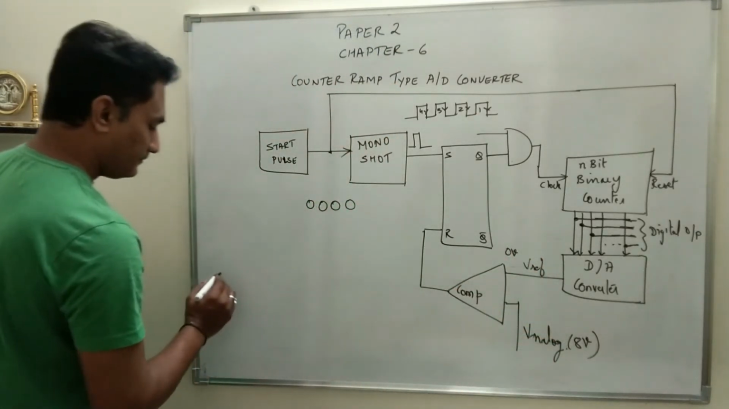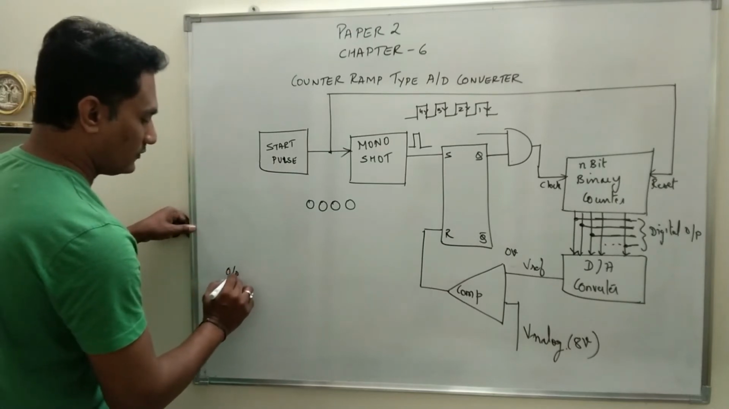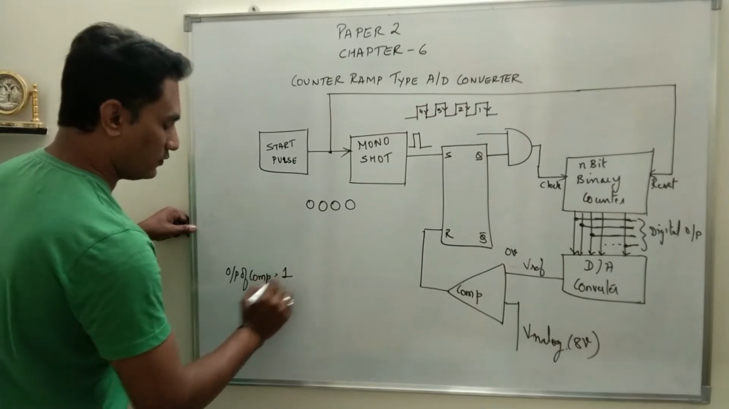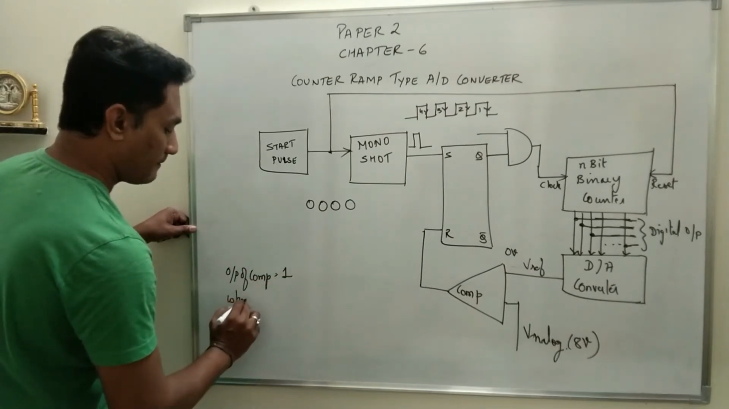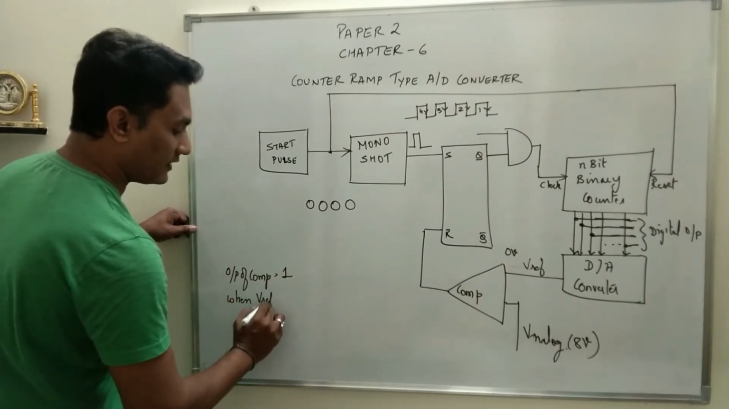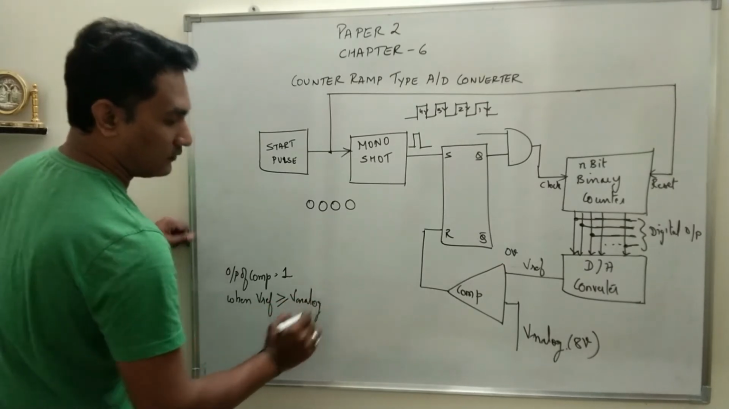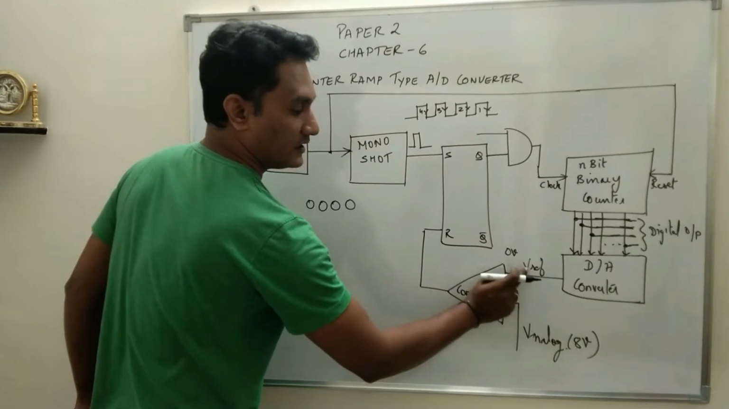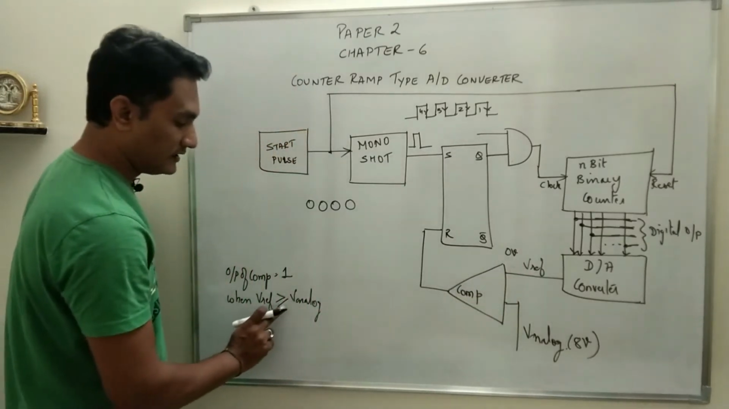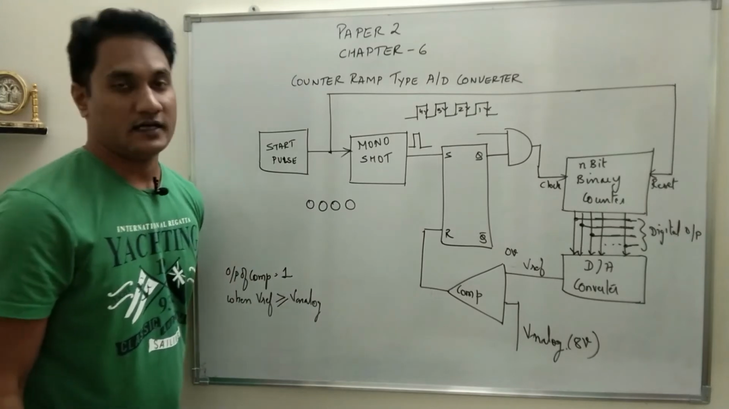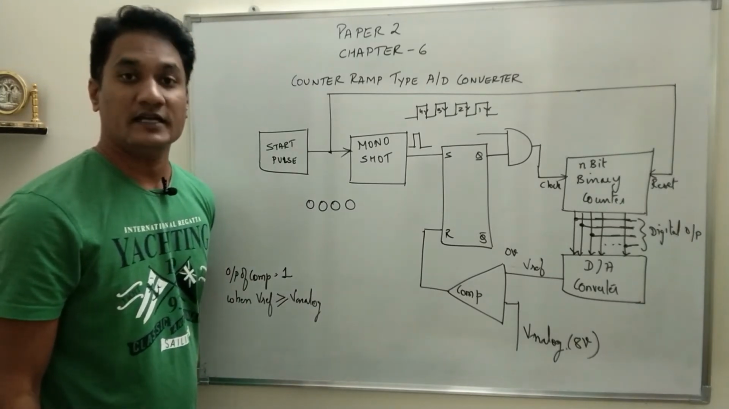In this case, the output of the comparator will be equal to 1 when V reference is greater than or equal to V analog voltage, because V analog is fixed, V reference is changing. So when V reference is greater than or equal to V analog, the output of the comparator will be 1, otherwise the output of the comparator will be 0.